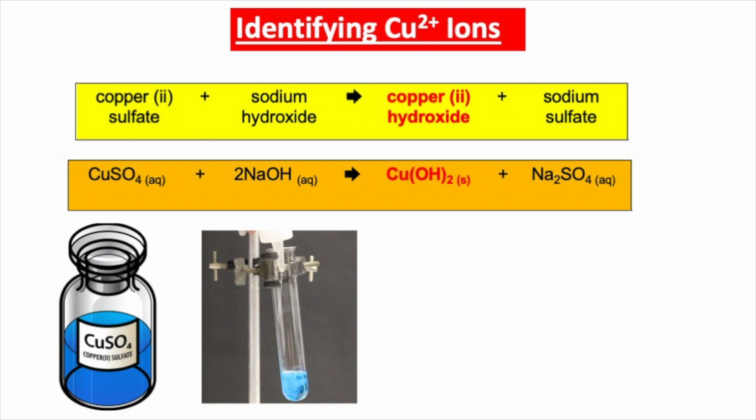So the equation is balanced. Now compounds and solutions that contain Cu2+ ions, such as copper sulfate, are blue in appearance, and the presence of the Cu2+ ion can be identified by this reaction with aqueous sodium hydroxide and the formation of the pale blue precipitate of copper(II) hydroxide.